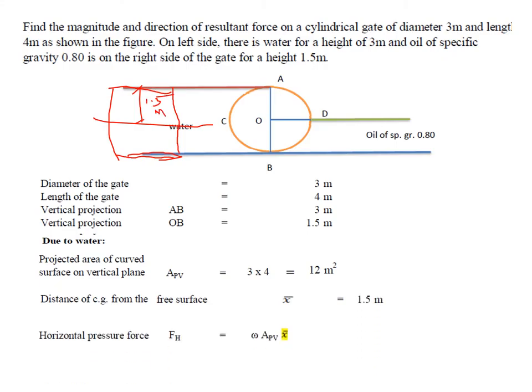So now I am able to find out the horizontal pressure force due to water, which is 9.81 into 12 into 1.5, which gives 176.58 kilonewtons.